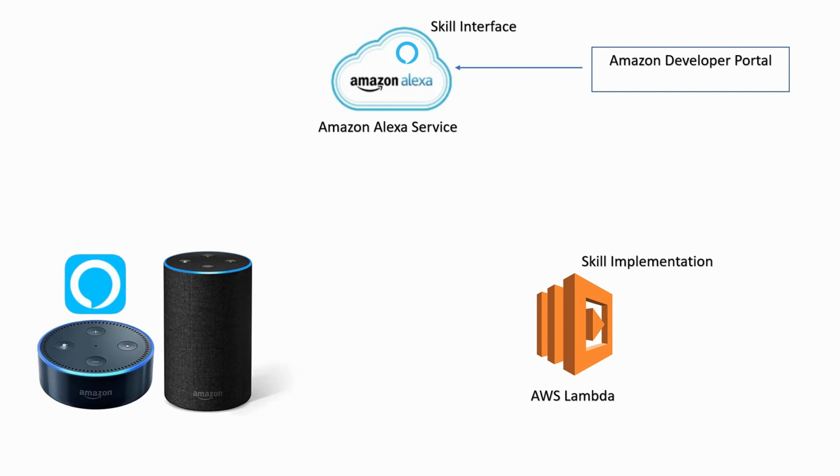Now let's put the things together and see how it works. When users speak to the Amazon Alexa devices, the audio gets streamed to the Amazon Alexa service, and then it gets matched up against your skill. As it knows the endpoint for your skill, it will call the implementation for your skill, and in this case it will trigger the AWS Lambda function. In the AWS Lambda function we can write code to return a text response, and that text response is returned back to the Amazon Alexa service, which then handles that response and returns it to the devices. Now let's move to the Amazon developer portal and create a skill.